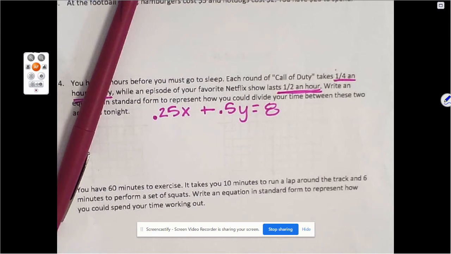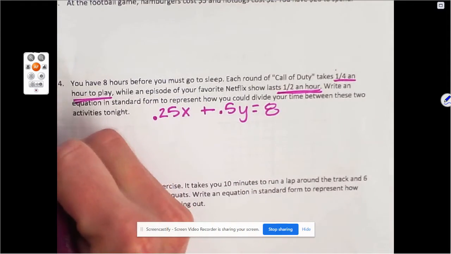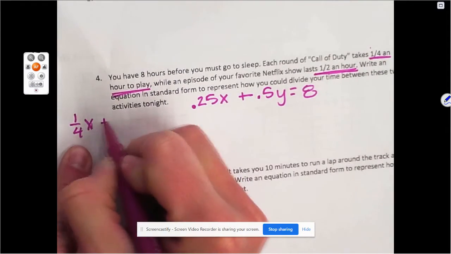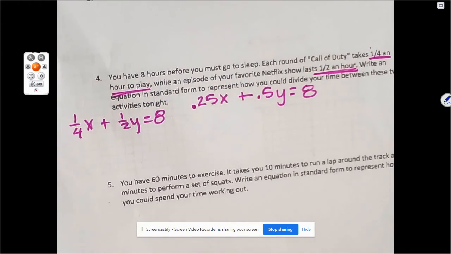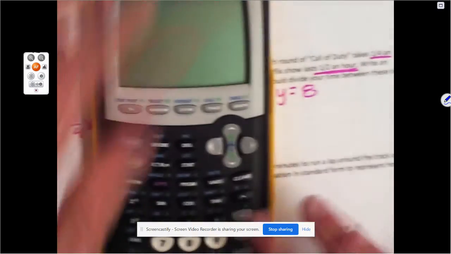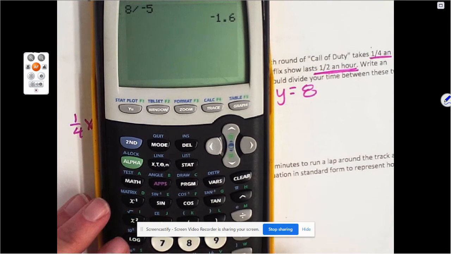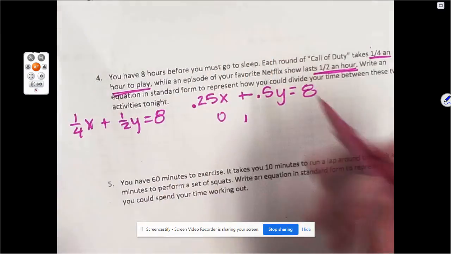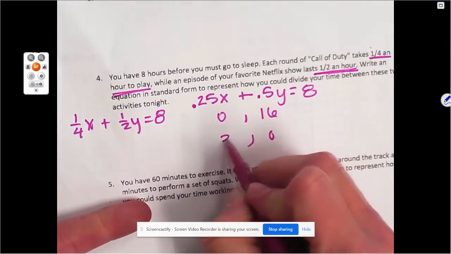Okay. So, from here, now you may have done 1/4, and if you did 1/4, I'm going to do 2 different ones. If you did 1/4 x plus 1/2 y equals 8, you may have had trouble using your calculator. This way, I don't think we'd have trouble. So I'm going 0 here on clear. 8 divided by 0.5 is 16. And 8 divided by 2.5 is 32. So those are your 2 intercepts.